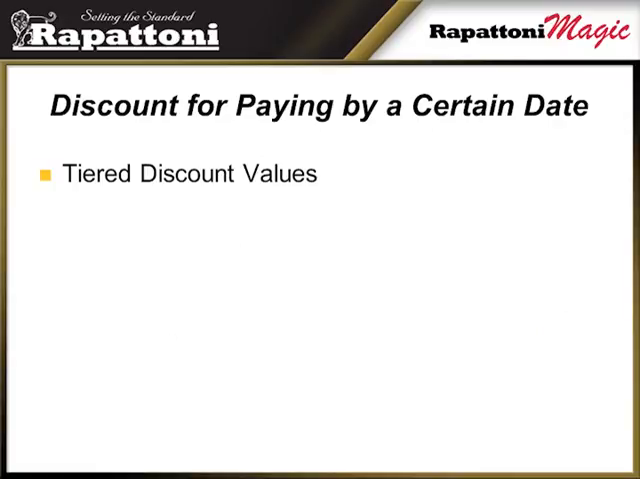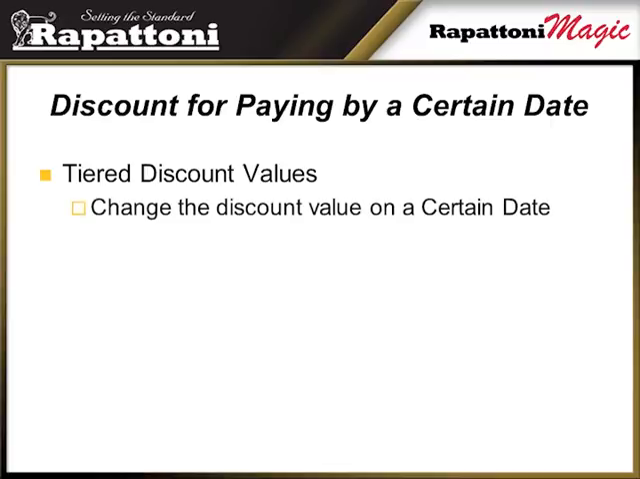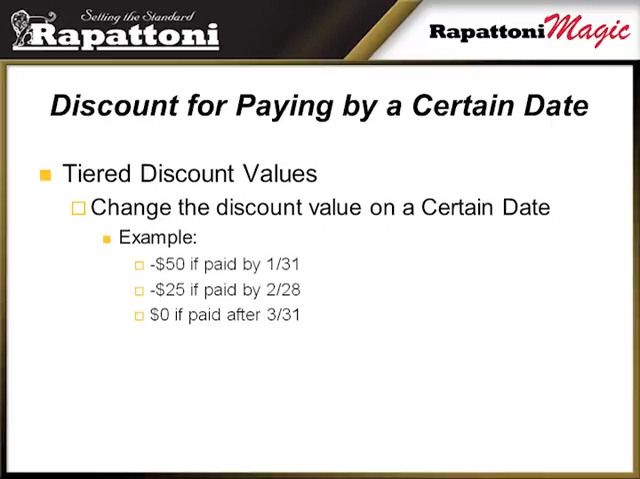Another feature is that we can offer a discount for paying by a certain date, or the tiered discount values. For instance, if you want to change the discount value on a certain date, you want to offer that $50 discount if they pay in January, and if they don't pay till February, you only want to give them a $25 discount, and then if they wait till the end of March, you don't really want them to get any discount, you can do that.